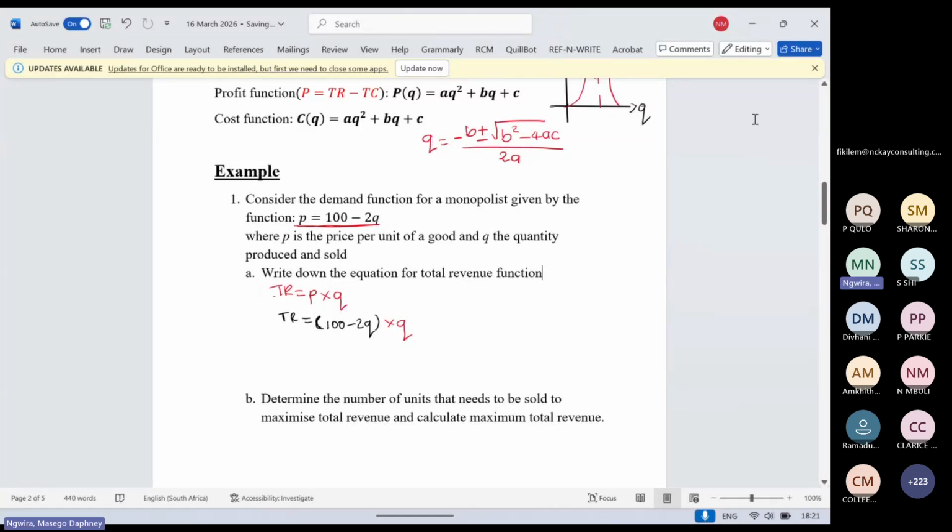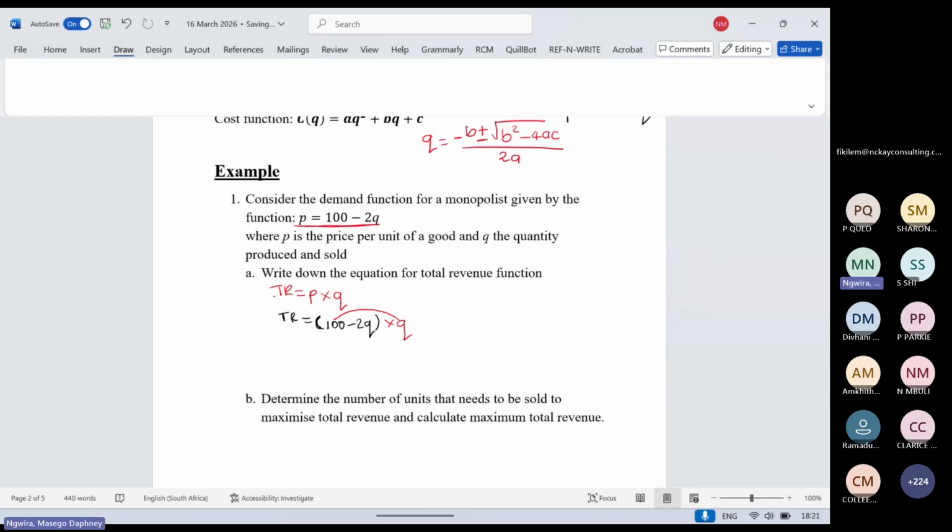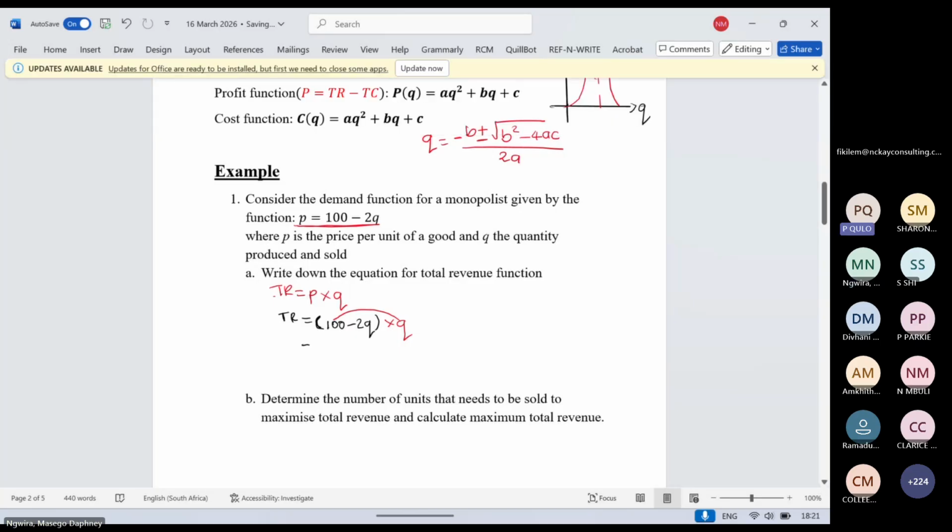And now I'm multiplying, I'm going to distribute. When you have a bracket and a number outside, we distribute. It means you must multiply everything inside the bracket with the Q. So this will be 100 times Q, and then I am going to get 100Q.